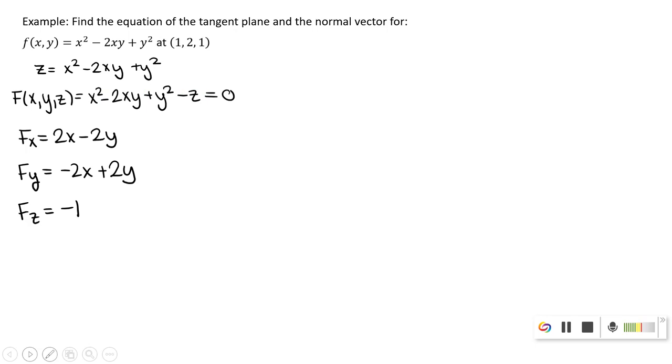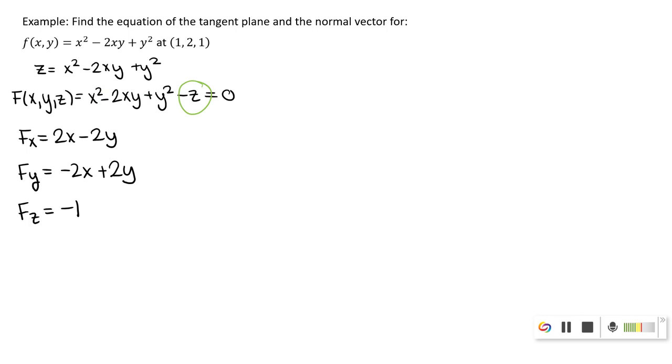And then finally, my derivative with respect to z. The only term with a z in it is that last term, the negative z. Derivative of that would be negative 1. Okay, so I found my partial derivatives.